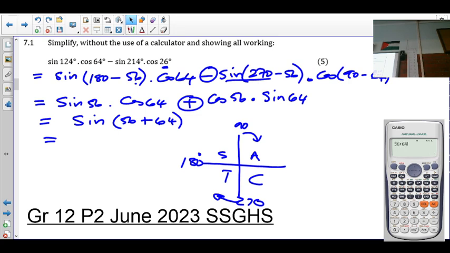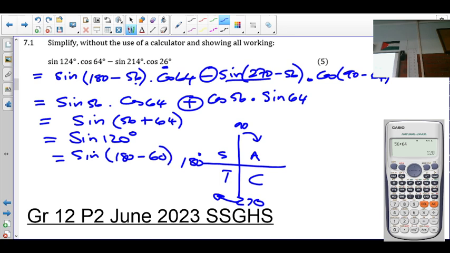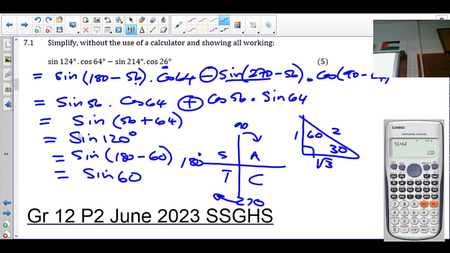56 plus 64 is 120. So you get sin of 120, which is the same as sin of 180 minus 60, which is in the second quadrant. Sine is positive. Sin 60. And that now comes from the special angles here. 30, so it's 1, 2, root 3. The sine of 60 is root 3 over 2. When it comes to the special angles, people, make it a habit of writing down the special angle.